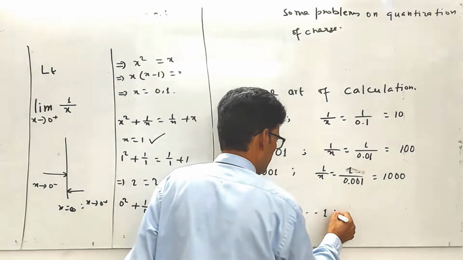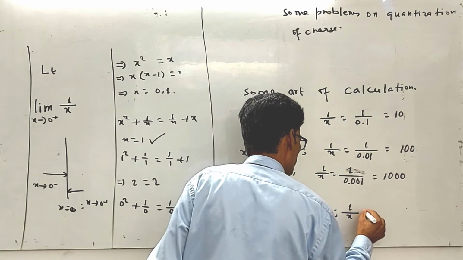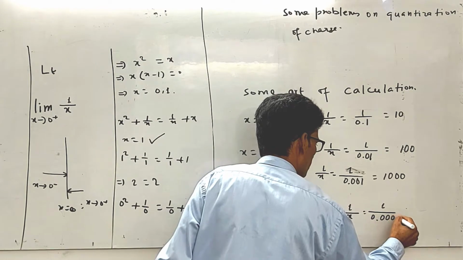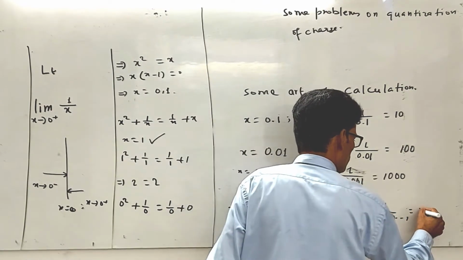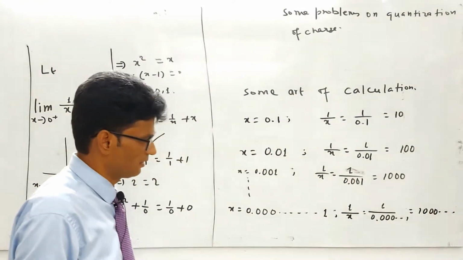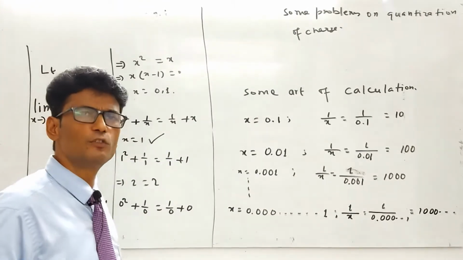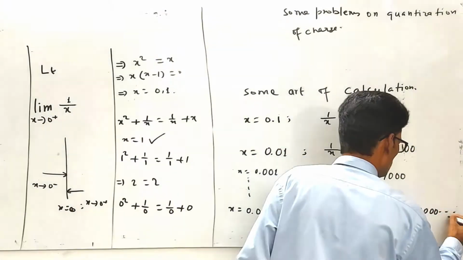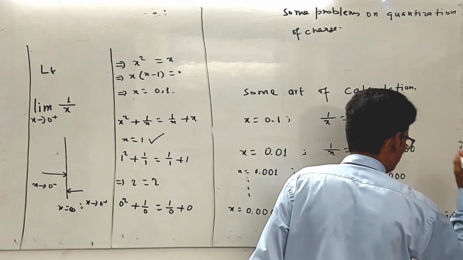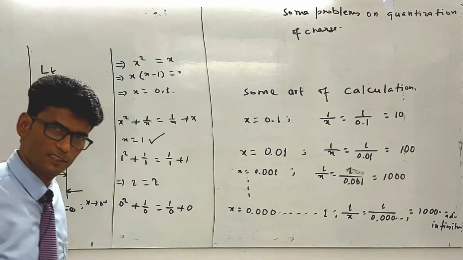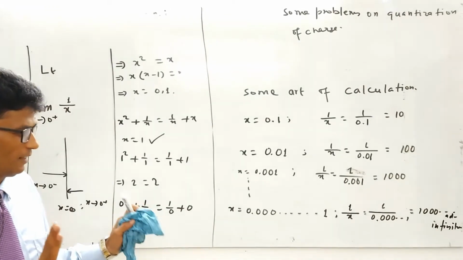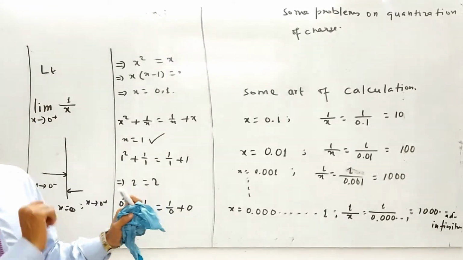So what is the value of 1 by x? It is 1 divided by 0.000 and then 1. So this is 1 followed by 0, 0, 0, too many zeros. However, we have a word, ad infinitum. Too many zeros, so we may write here ad infinitum. Up to this stage, now we have arrived at our answer.